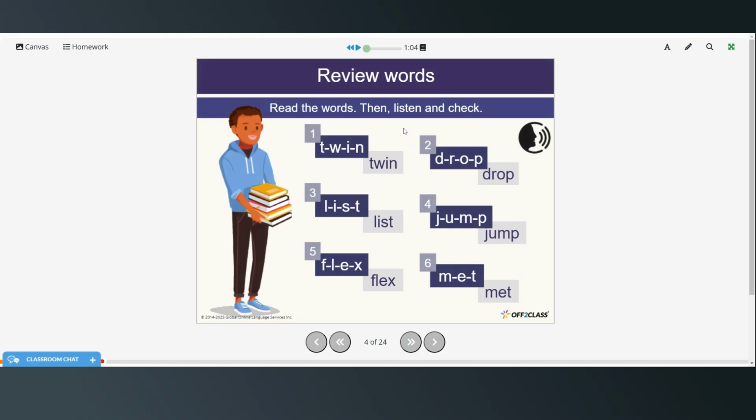All right, now practice sounding out and saying these words, and then listen and check. T, W, I, N. Twin. D, R, O, P. Drop. L, I, S, T. List.